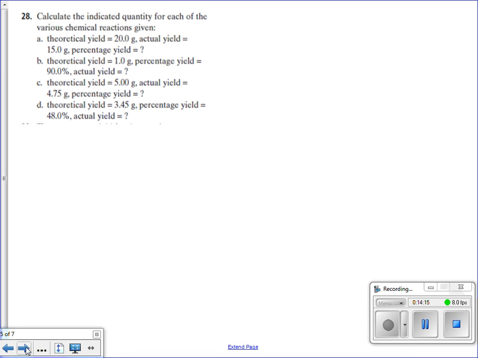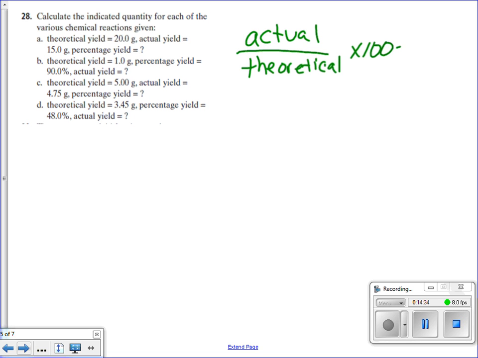Look at 28. It's all about percent yield, and this is another topic in section 3. They give you a formula. It's actual yield over theoretical times 100 equals our percent yield. Actual yield, this is a value that you get from your lab results. The theoretical yield is something that is calculated.